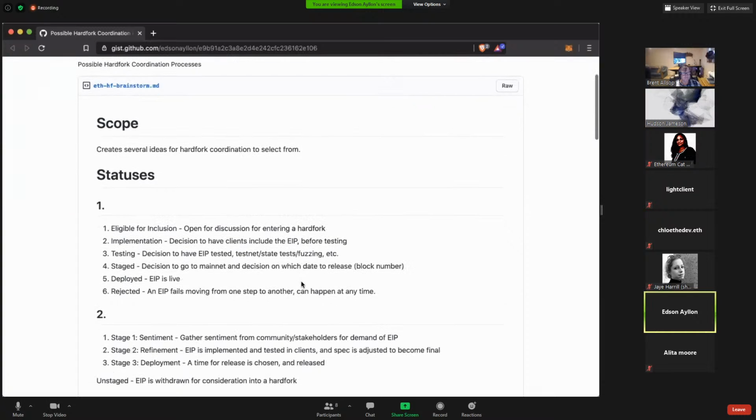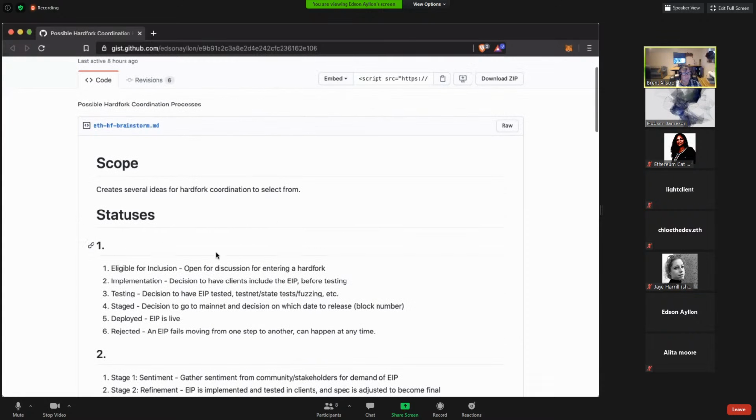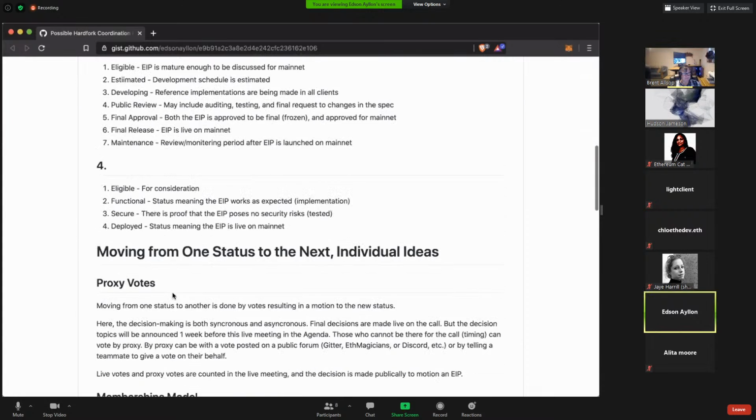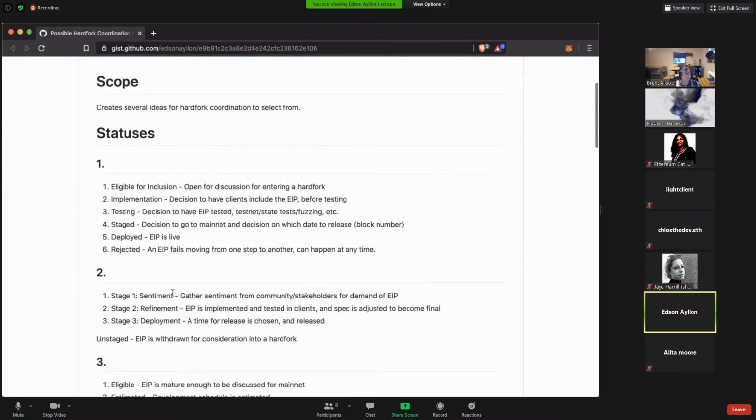All right, so I just started to brainstorm a list of statuses. Let's start with that. These are just possible solutions for the hard fork coordination process. I separated it into two categories: what the statuses are and how to move from one status to the next. These are just ideas, something that we can discuss to see whether we should move forward or not. But I'll start with the statuses.